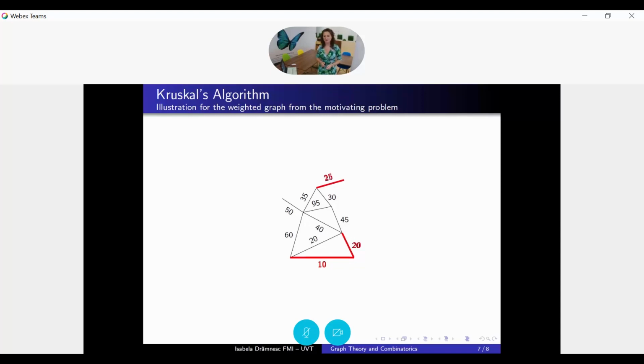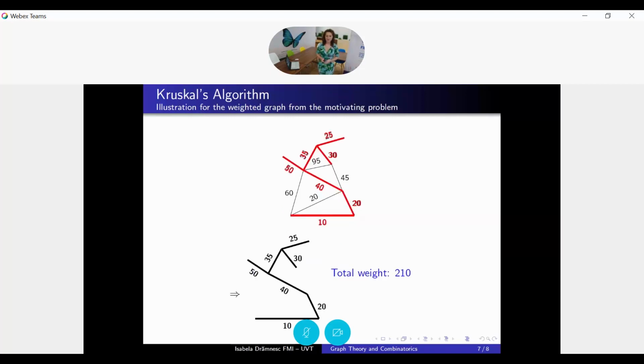so we continue with the next one with weight 25, and then we choose the edge with weight 30. And then the next one is the one with the weight 35. We continue with this one. And now what do you think? Do we stop? Well, we have to stop when we obtain a spanning tree. This means that we need to cover all the nodes of the graph. So we still have to choose this edge.